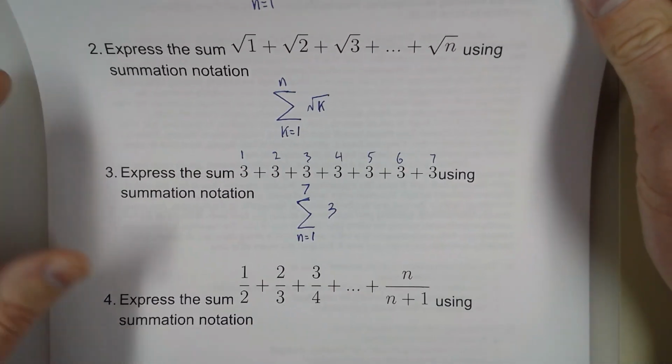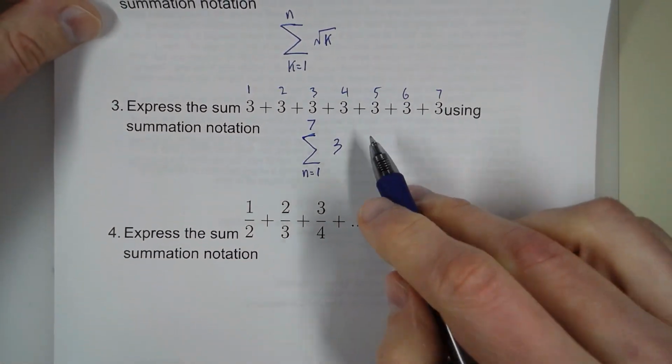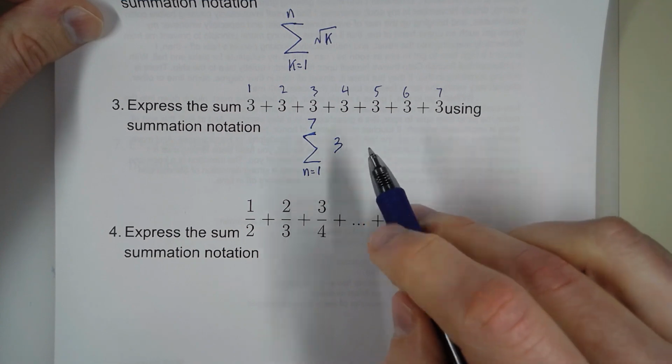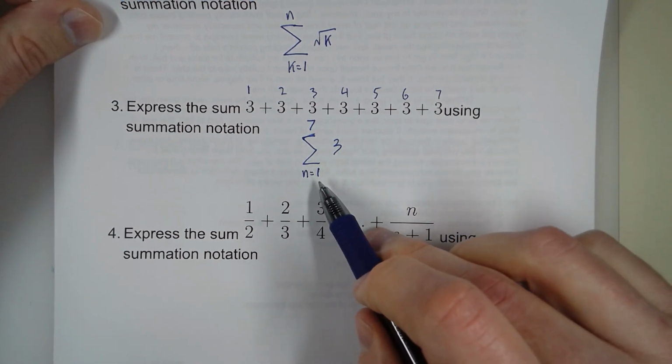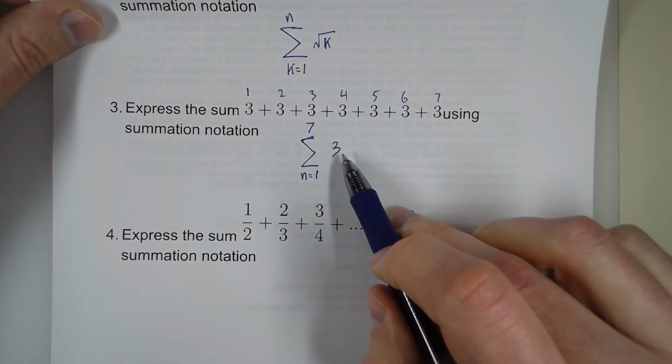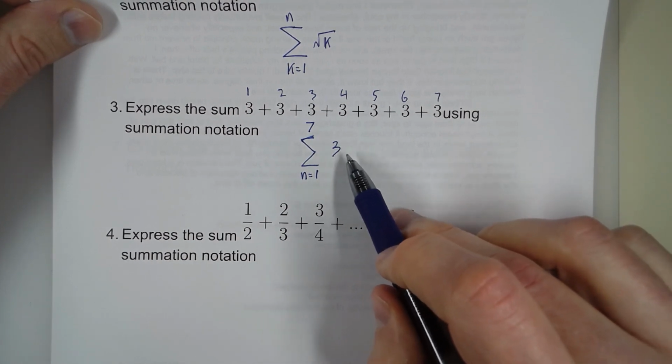This one is very, very similar to one of those first examples we did on evaluating summation notation, where no matter what the variable is, you're just going to get that same number because there is no letter there.